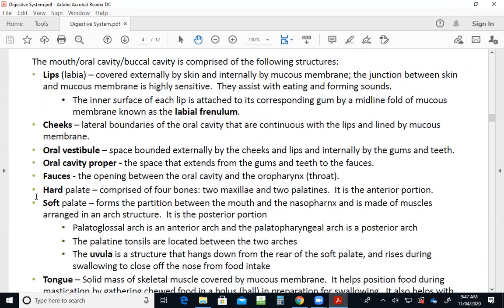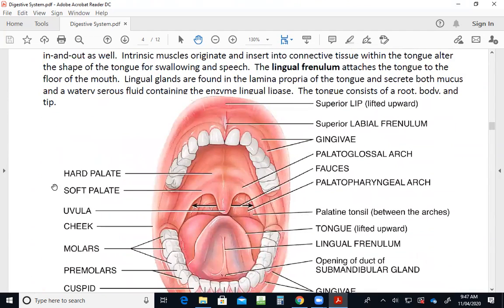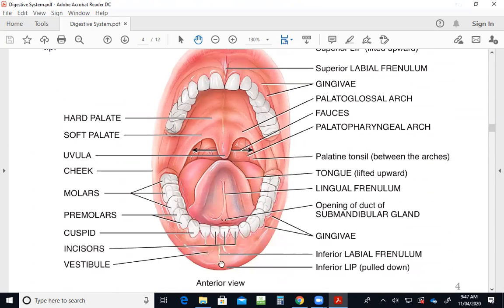Covered externally by skin and internally by mucous membranes. The junction between our skin and the mucous membranes is highly sensitive. Our lips assist with eating and forming sounds. Down at the bottom, we have a wide open mouth with the lips pulled upward for the upper lip and downward for the lower lip, showing that there are two pieces of tissue that help attach our lips to our gum line, a superior labial frenulum and an inferior labial frenulum.